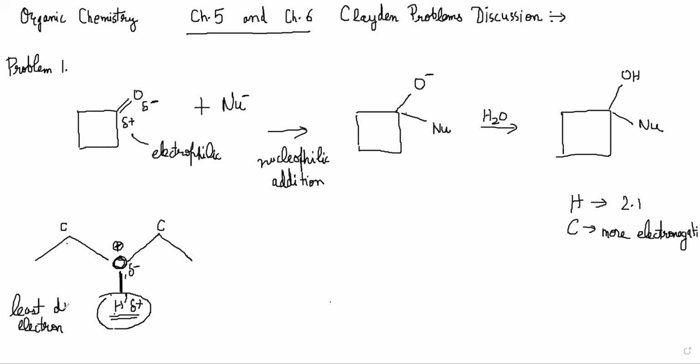Basically, a plus charge cannot be on this oxygen, okay? The plus charge has to be distributed somewhere. So carbon or hydrogen are the choices, right? Oxygen will definitely not have the plus charge, and this plus charge will be towards the hydrogen, because that has the least electron density, right?